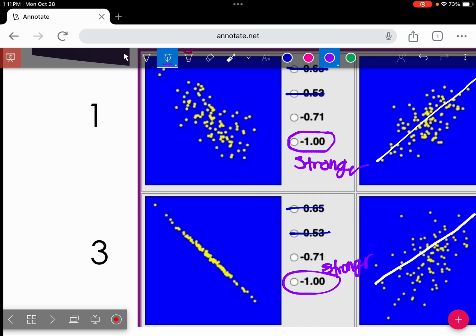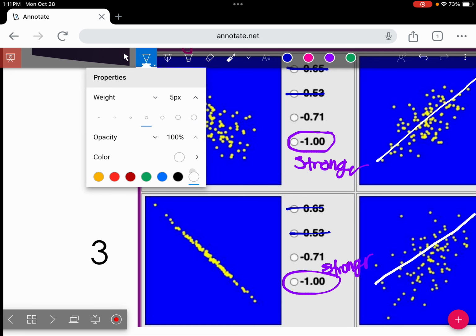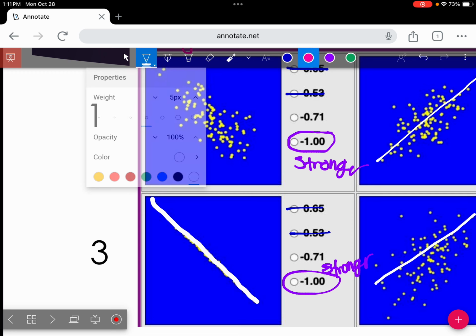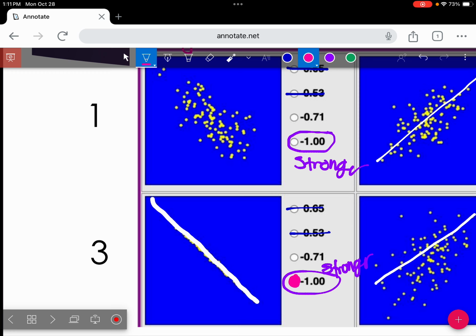So which of these graphs goes with the minus 1? Because what a minus 1 R value means is that all of our points, if I'm really good at drawing a line, are pretty much right on that line. When I drew my line, if I was good at drawing straight lines on an iPad, it would have covered up all those yellow dots. Right on top. So this one does have that R value of minus 1.